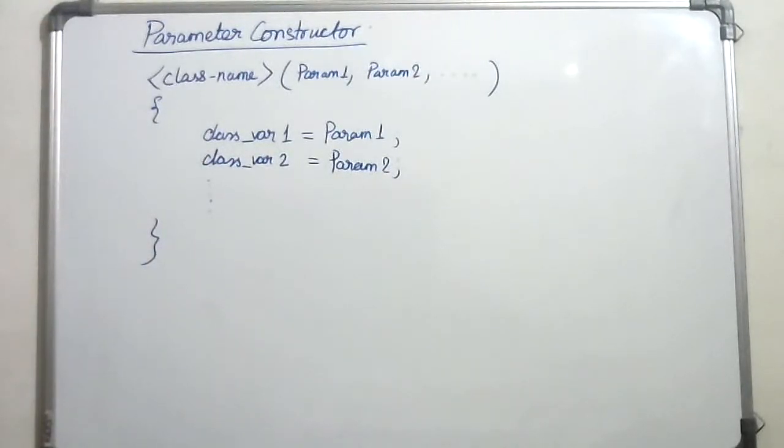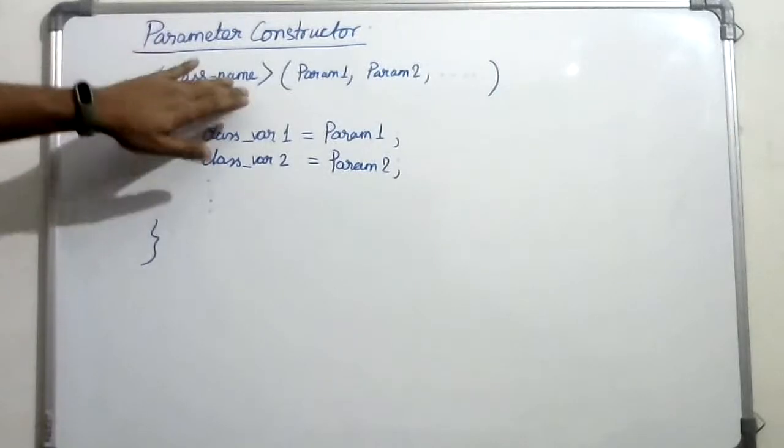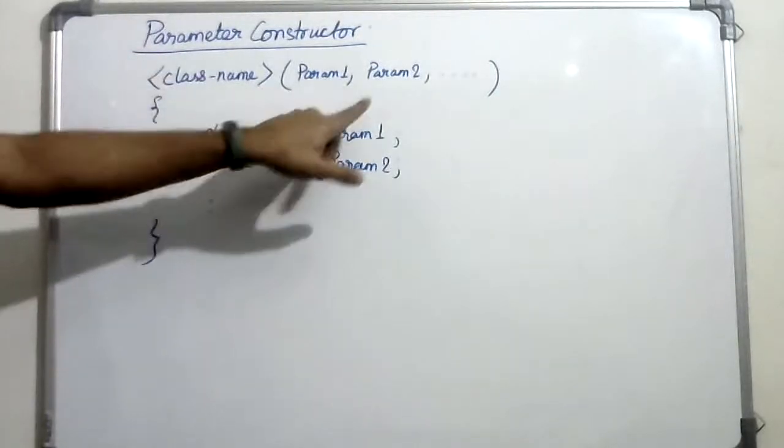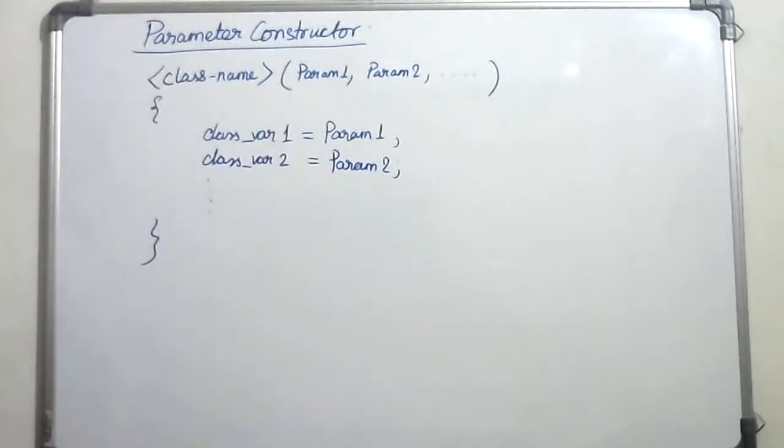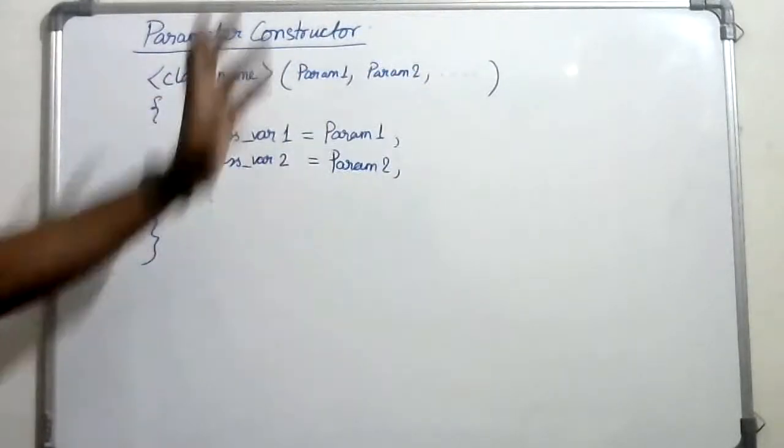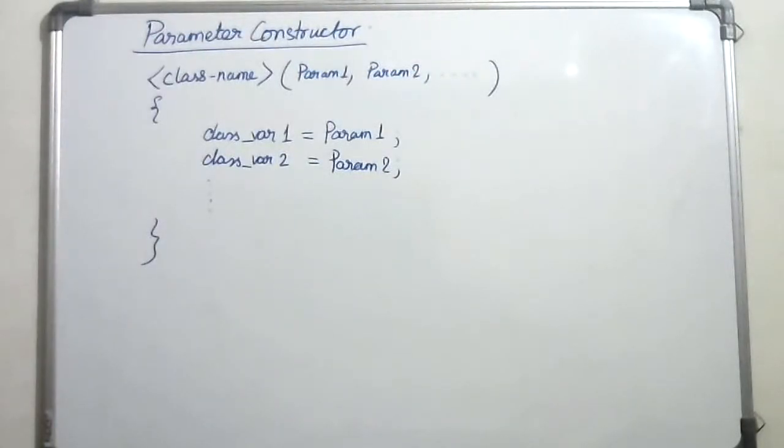So if I might write a rather general syntax of a parameterized constructor: constructors have a name which is the same as the class name, followed by a set of parameters. I'm not calling them arguments because arguments and parameters are different in Java. Arguments are the actual values that are being passed.